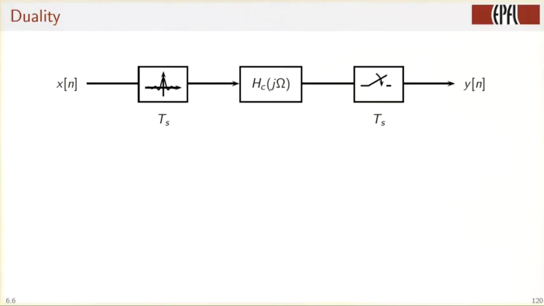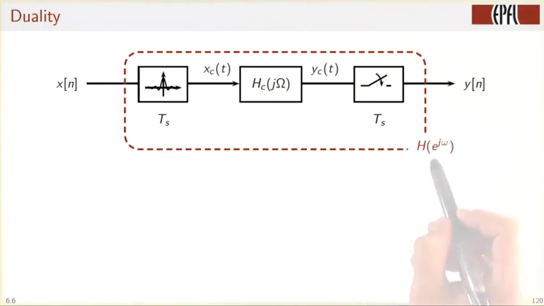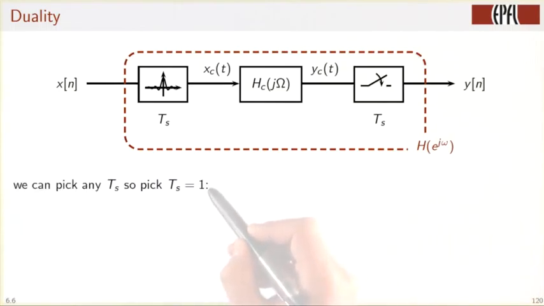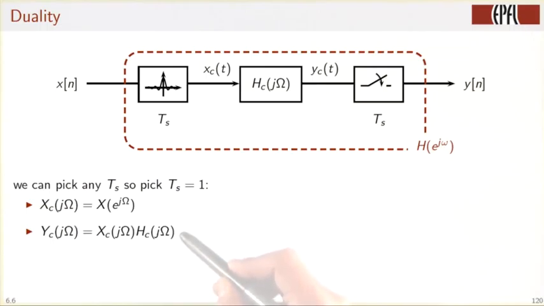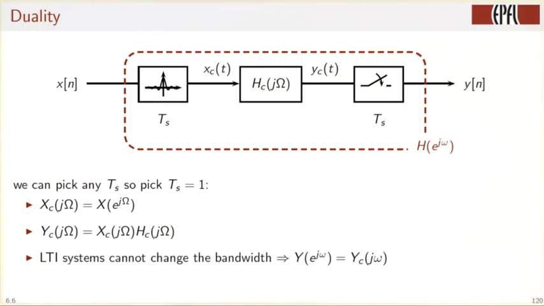So the question is, what is the equivalent discrete time filter H of e to the j omega, which is inside this red box here? Well, we can pick any sampling interval, so let's pick the simplest one, Ts equal to 1. Xc of j omega, the continuous time spectrum, is equal simply to X of e to the j omega, the 2 pi periodic spectrum, over one period. Yc is simply the product of Xc with Hc, that's the convolution theorem, and the output Y of e to the j omega is equal to Yc of j omega.